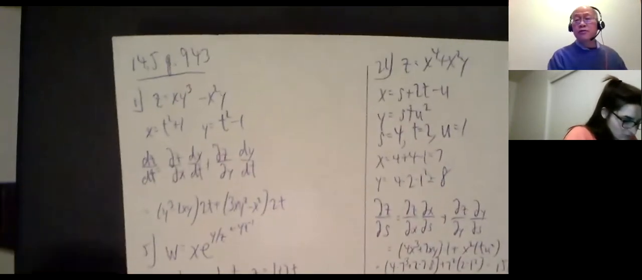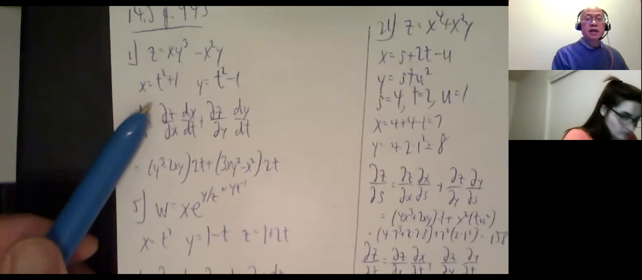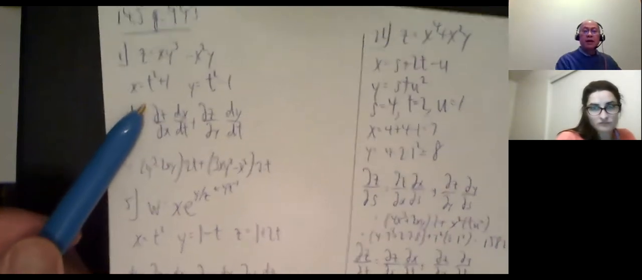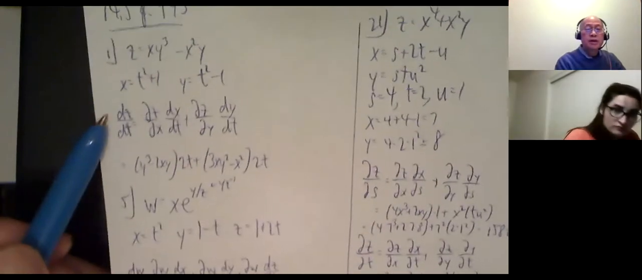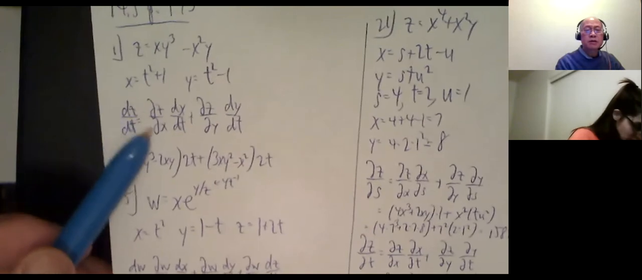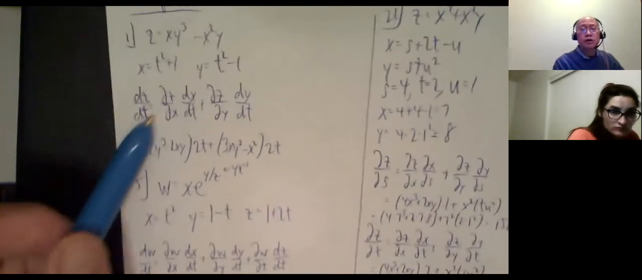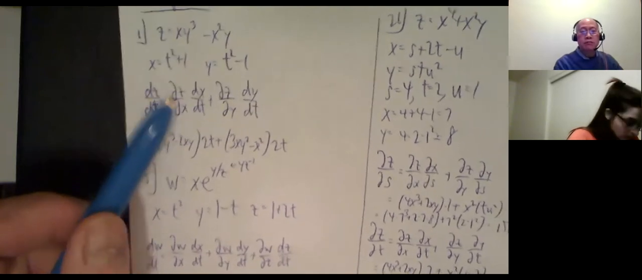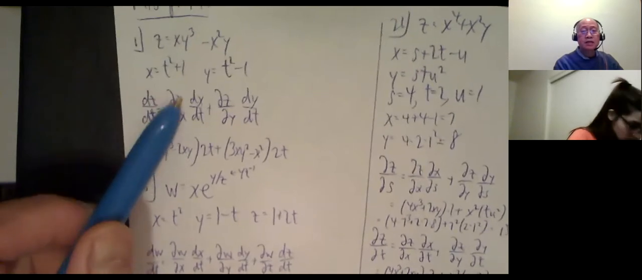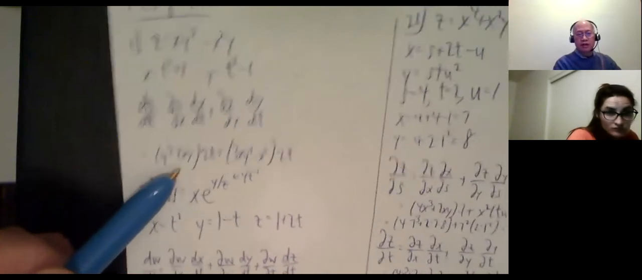14.5, page 943, number 1. z is equal to xy cubed minus x squared y. x is t squared plus 1, y is t squared minus 1. So z is a function of 2 variables, x is a function of 1 variable, y is a function of 1 variable. That means I can use this form: dz/dt is the partial of z with respect to x times dx/dt. When you have a function of a single variable, you can use the d, like Calc 1. Once you have 2 or more variables, then you use the funny backwards 6, partial notation. So partial of z with respect to x times dx/dt plus partial of z with respect to y times dy/dt. So you're just doing a bunch of derivatives.